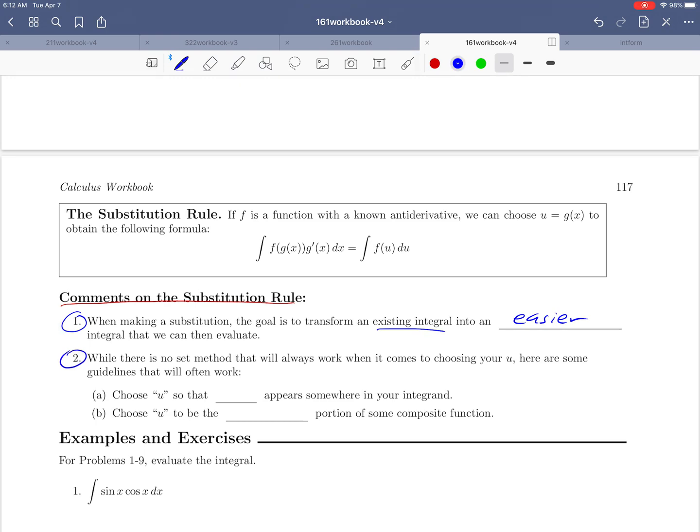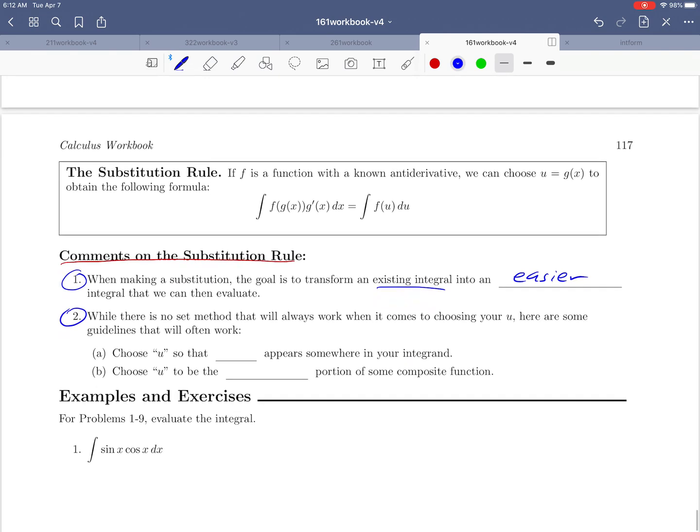Number 2 is about how we choose a good u. Two general guidelines that I can give you: A, choose your u so that the du, the derivative, appears somewhere in your integrand. If that happens, it's a good sign that you chose a good u. And B, another guideline is to choose u to be the inside of a function. You might notice that that was the general strategy that we used in both of the examples that we did so far. As we continue to do examples, you're going to see those ideas motivating our choices for u.